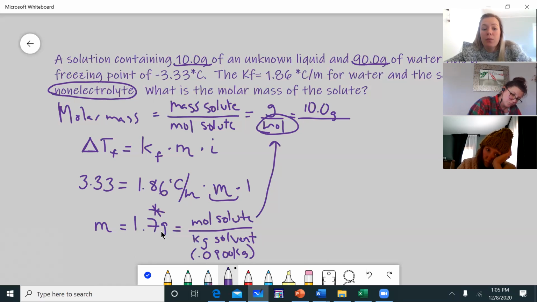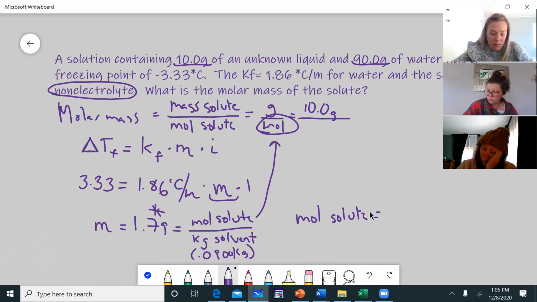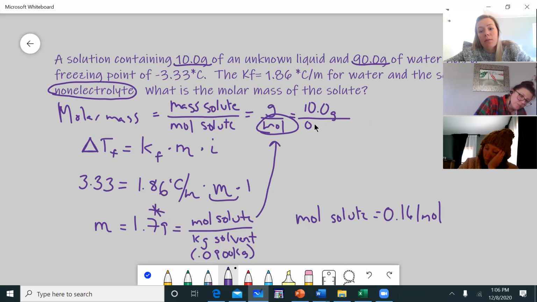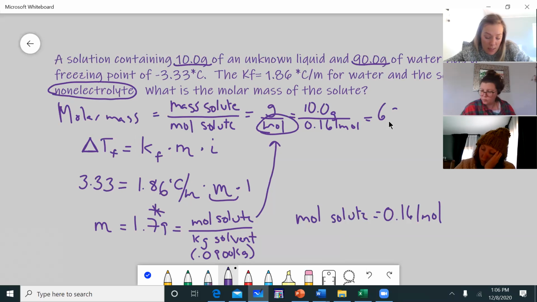We just take that and multiply it over times the molality, and we'll get moles of our solute is equal to, I got it worked out for you guys, 0.161 moles. The final step is to take that mole value and then just plug it back into that original equation, which tells us our molar mass, 0.161 moles. Both units will come with us. We like that. And we get 62.1 grams per mole.